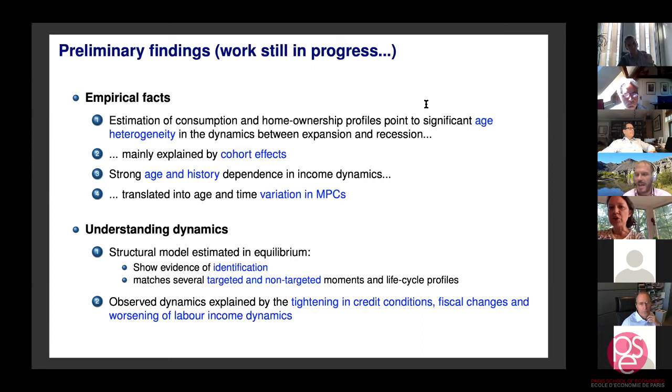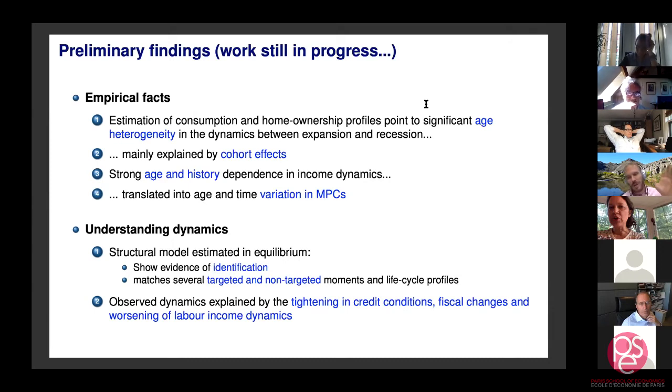In order to understand these dynamics, we then estimate our model. We show some evidence for identification within the model. We show also that it matches targeted and several non-targeted moments and life cycle profiles. This is again preliminary, but what we're finding is that the observed dynamics in the data can be pretty well explained by a combination of tightening credit conditions, fiscal changes, and worsening labor income dynamics.